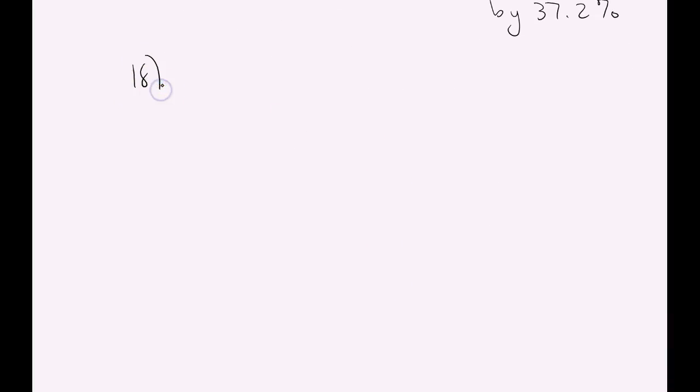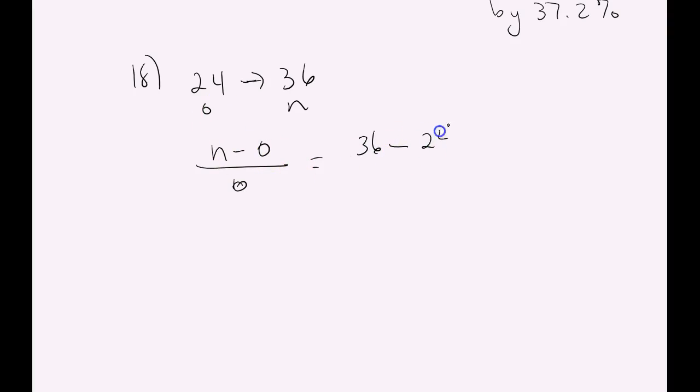Okay? Number 18, from 24 to 36. Okay, so the original's 24. The new number's 36. I'm going to do the formula N minus O over O. So the new minus the old over the old. So the new is 36. The old is 24 over the old. And I'm going to see what this is in my handy dandy calculator. Maybe I'm not because I lost my calculator.